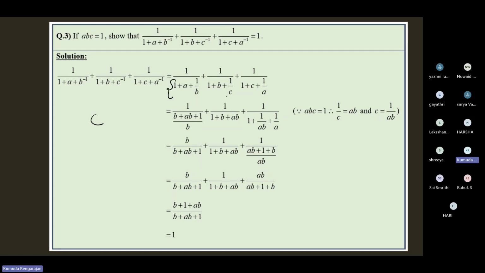For this denominator, common denominator. This denominator, common, not here. This is already fine. So for this denominator, common denominator, LCM. That's it.